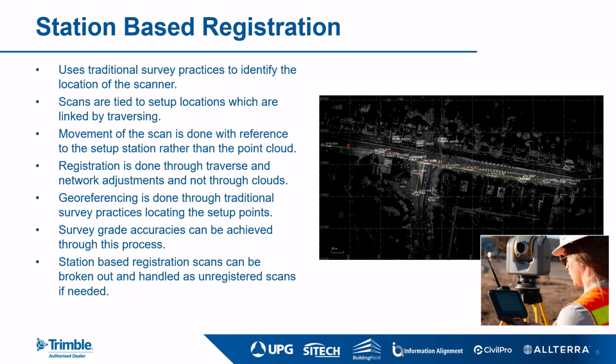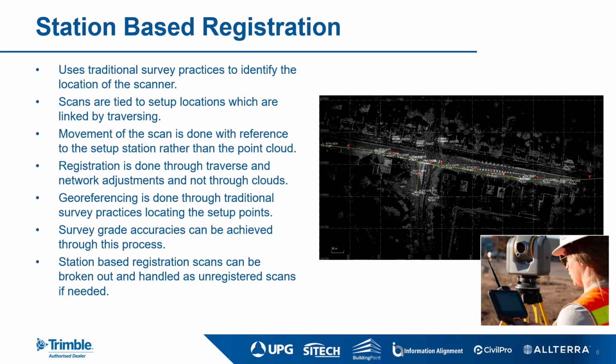Unlike the other two processes, which can be done with the same type of scanners, station-based scanning relies on scanning total stations to perform. The reason for this is that it uses traversing and total station practices to locate the station where the scan is taken. Unlike other processes where registration is done against the cloud, this process relies on registration through the traverse network, and as a result, traverse network and network adjustments can affect the registration of scans. The advantage of this process is that it certainly achieves survey-grade accuracies.